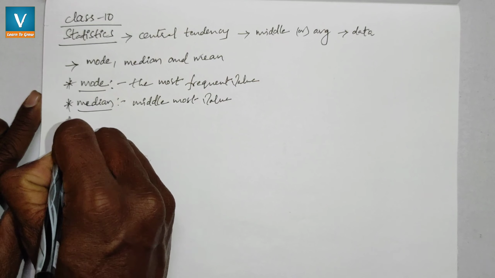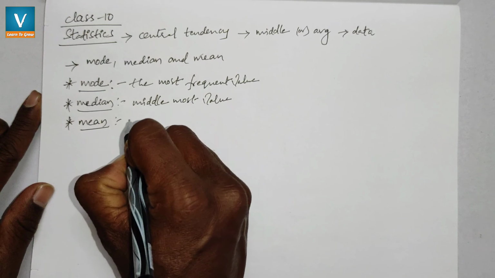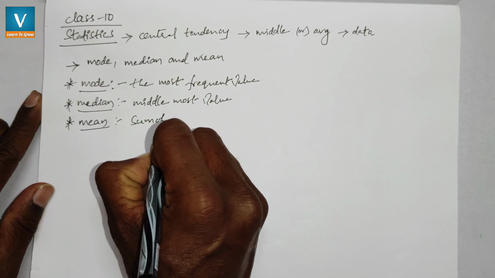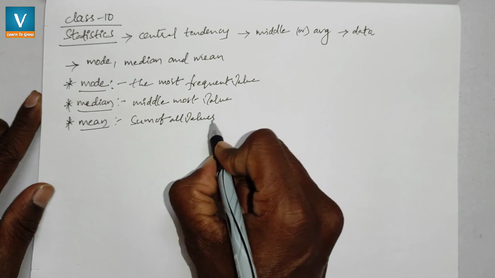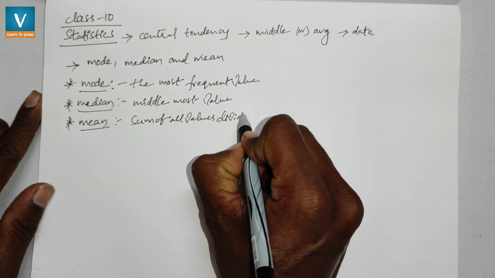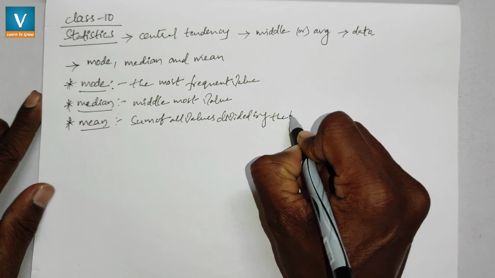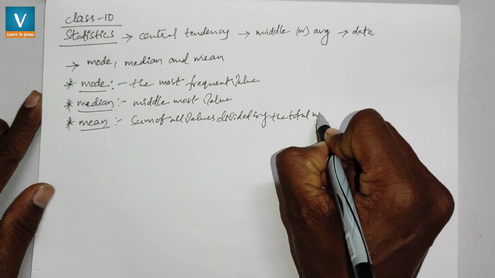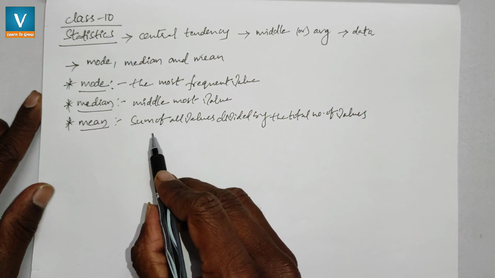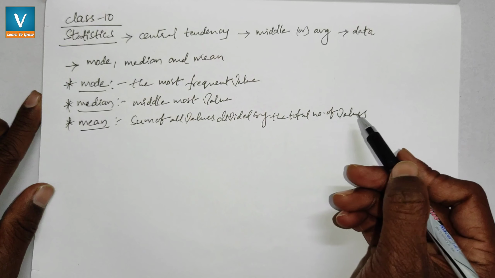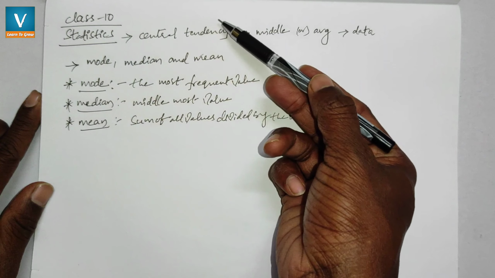And the last one is mean. Mean is the sum of observations, the sum of all values, divided by the total number of values. Simply, we can call this the sum of observations divided by the number of observations. So these are the basic definitions of the central tendency.